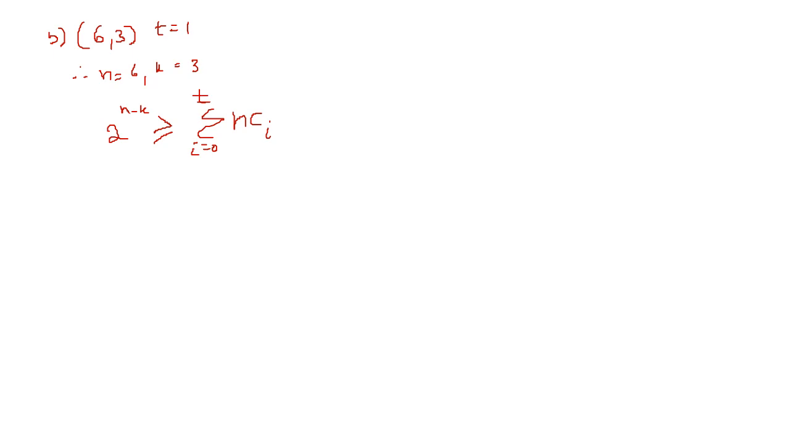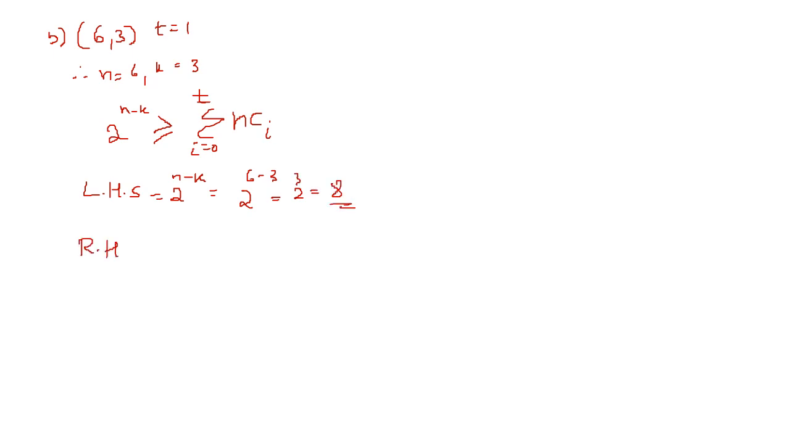Now the second question, that is question number B, is given as (6, 3) and t is equal to 1. Therefore n is equal to 6 and k is equal to 3. And we know the Hamming bound equation: 2^(n-k) should always be greater than or equal to summation i = 0 to t of nCi. We'll take the left hand side of the equation, which is equal to 2^(n-k) equal to 2^(6-3), which is equal to 2^3, and we get 8.